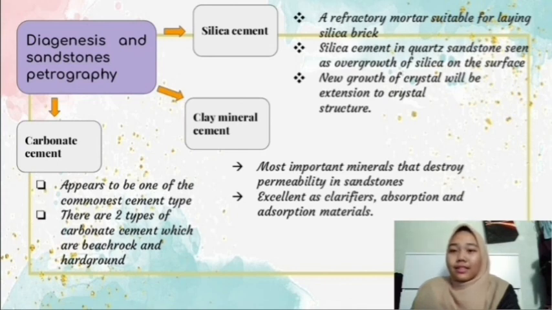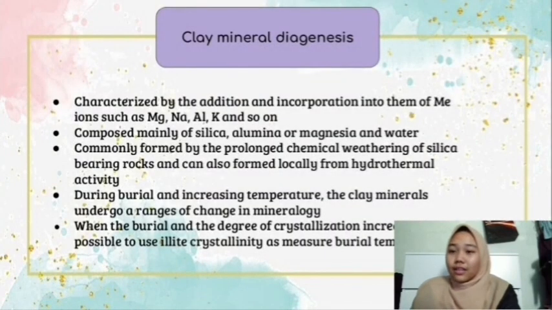Illite that forms has a distinctive filamentous structure that can be recognized in scanning electron microscope images of the rock, making it possible to distinguish this cement from detrital clay mineral. Next, clay mineral diagenesis is characterized by the addition and incorporation into them of metal ions such as magnesium, sodium, aluminium, potassium, and so on.